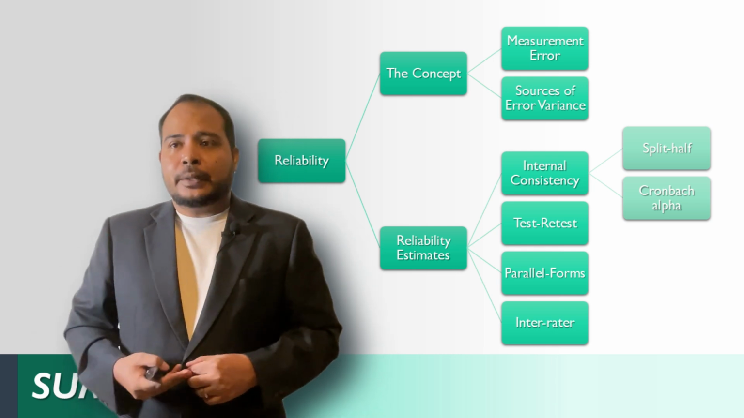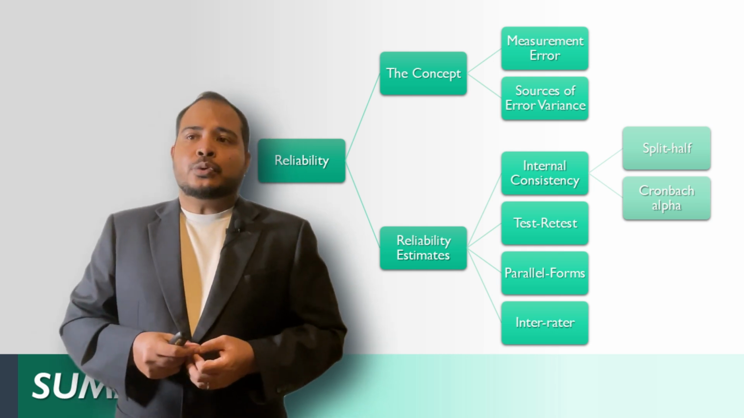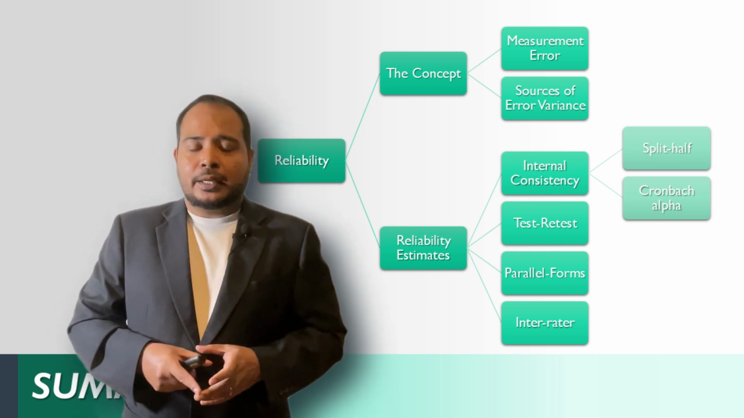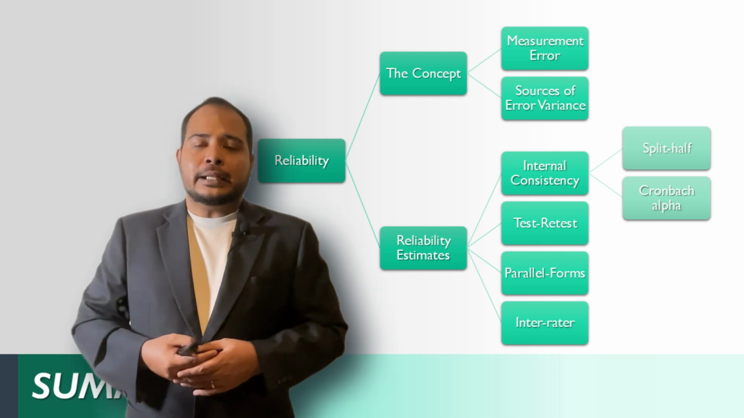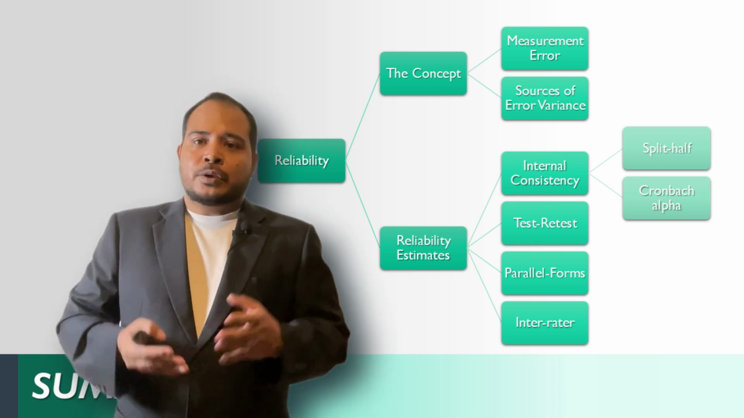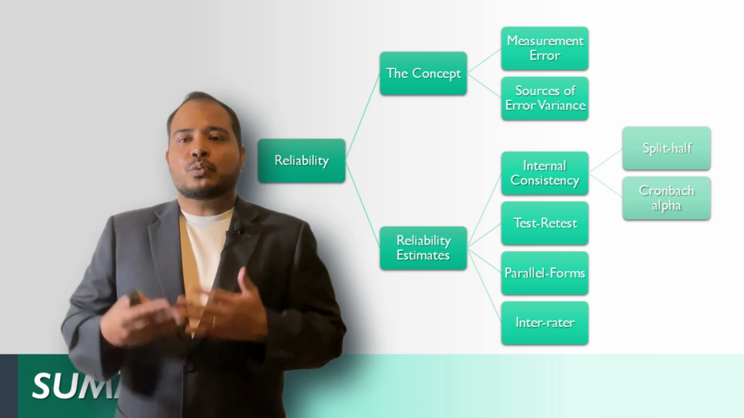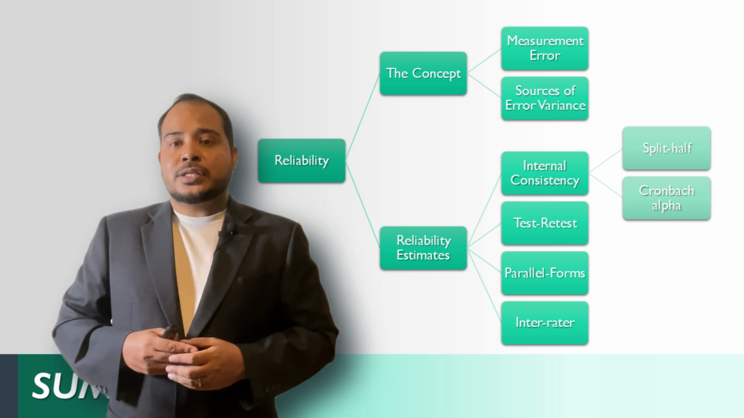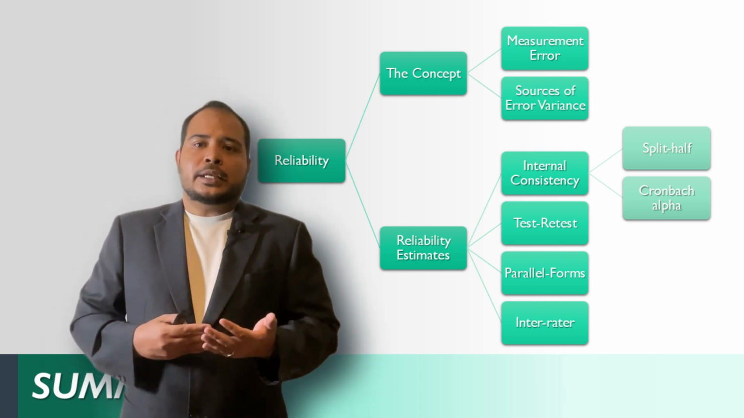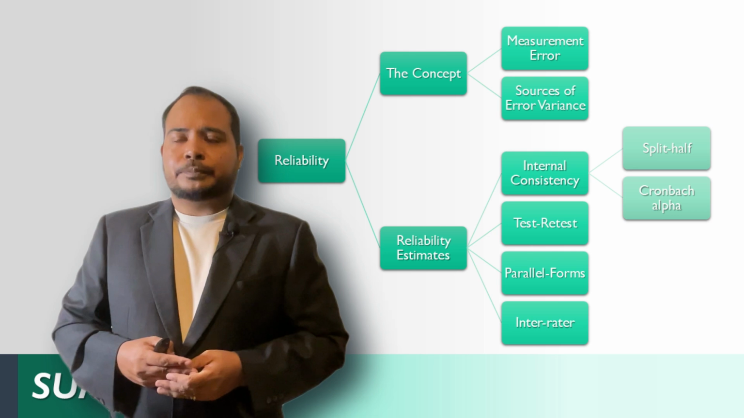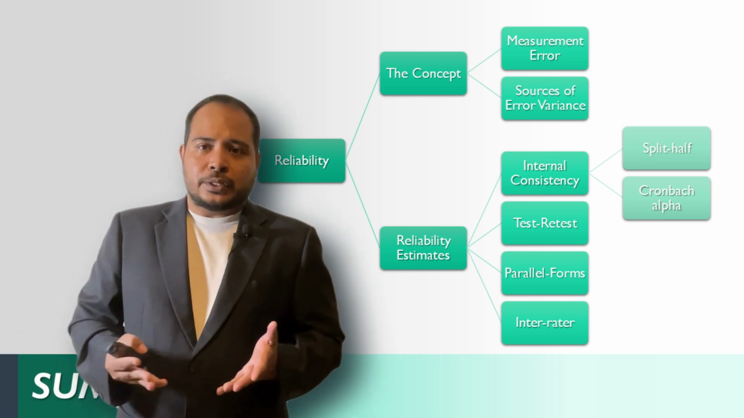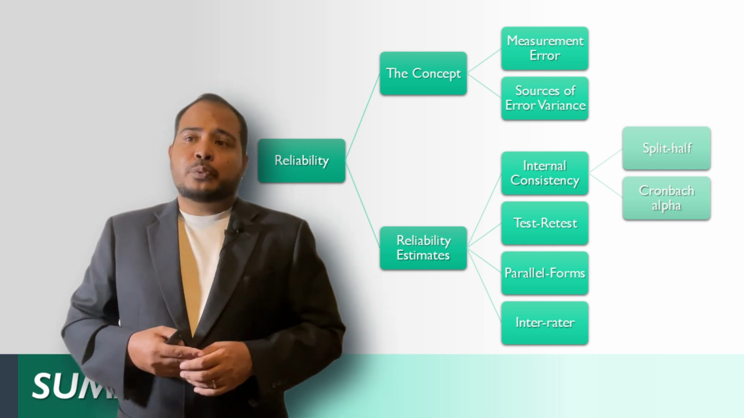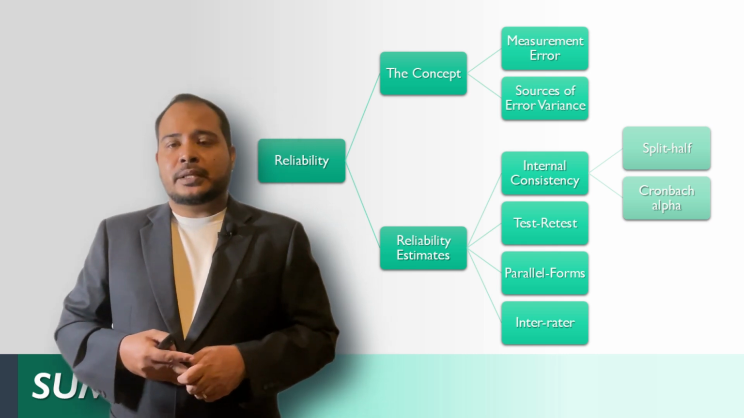But if you look deeper, reliability refers to the ability to minimize error in the measurement. The less error, the more reliable the test will be. Because of that, we also discussed what is meant by measurement error, and we discussed different types or sources of error variance during psychological test administration. And then the second part in this video, we discussed four types of methods that we can use to estimate reliability of the test.